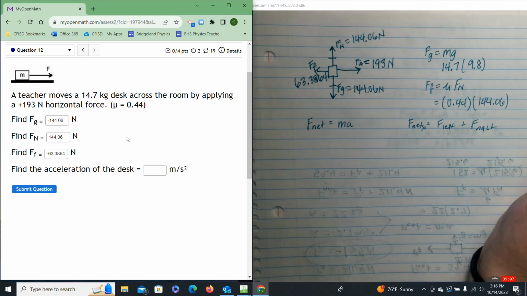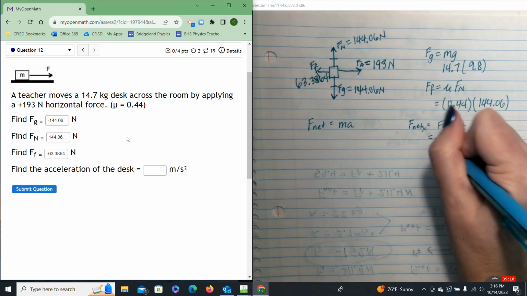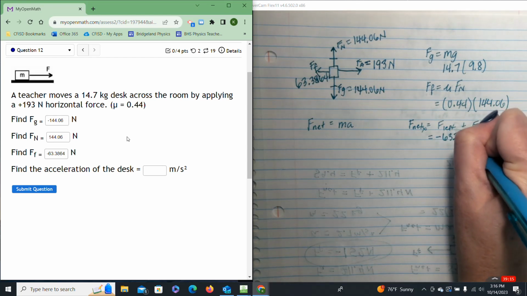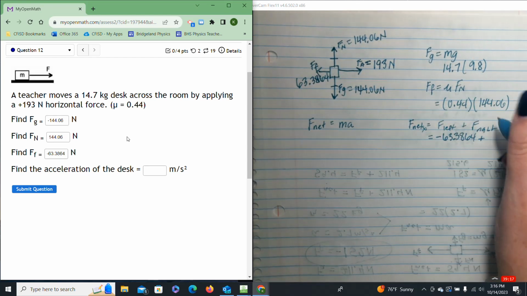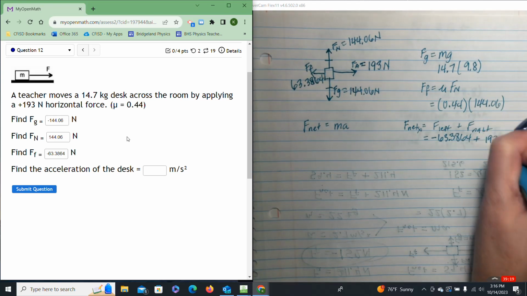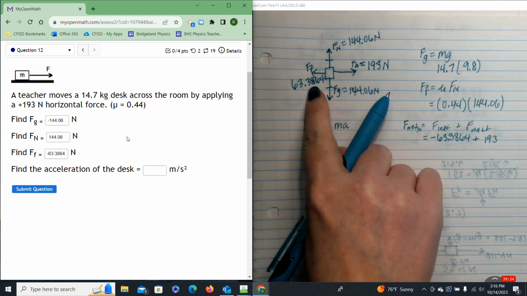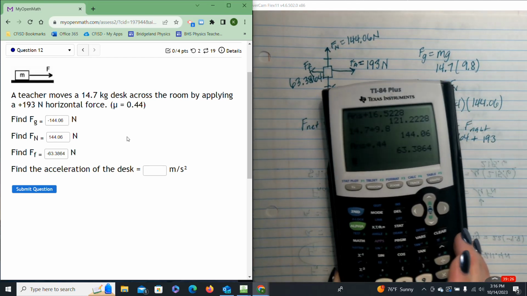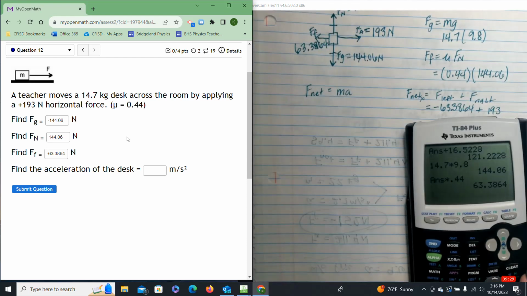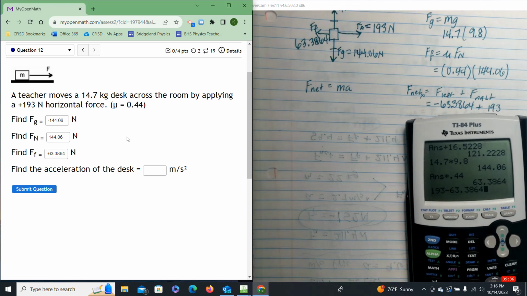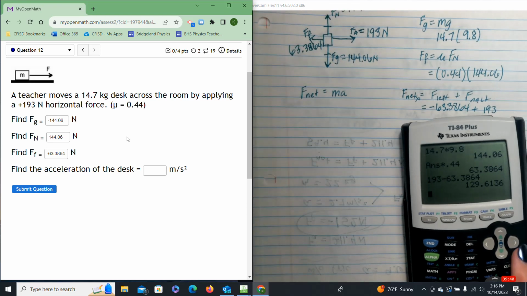That's it. Okay, so I have to the left negative 63.3864 plus my forces to the right 193. That's it. Again, keep in mind these are vectors. Make sure that you count that as negative when you're adding it, because technically you're subtracting. Okay, so if I do this, I have 193 minus, effectively, that number, and I get 129.6136. Now that's not my answer.